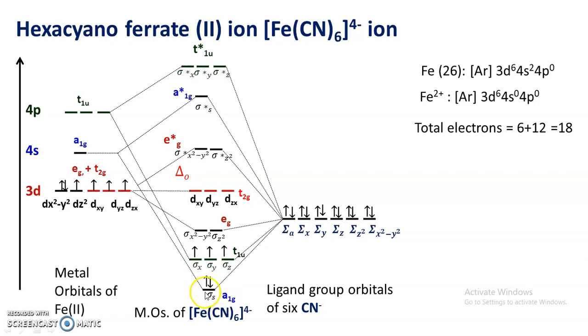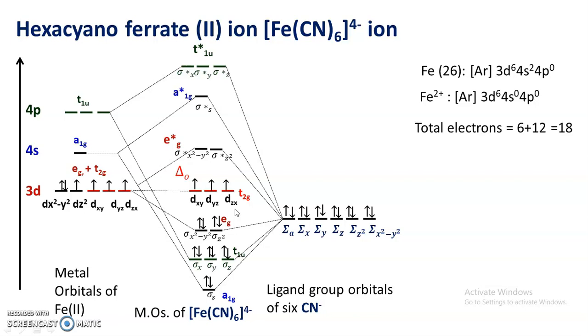Again, first electron enters A1g, then T1u level is filled, and then Eg level is filled. So up to Eg level, number of electrons are 12 again. 13th electron enters dxy, that is T2g level, that is in non-bonding orbital. Then this is 14th, 15th.